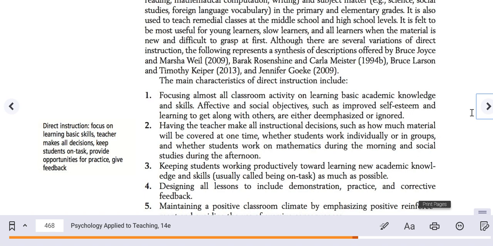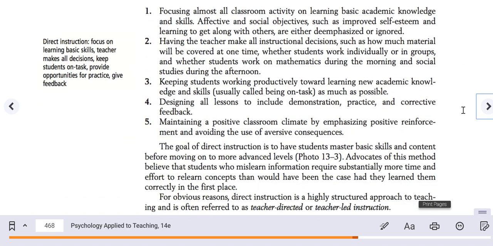Affective and social objectives, such as improved social self-esteem and learning to get along with others, are either de-emphasized or ignored. Having the teacher make all instructional decisions, such as how much material will be covered at one time, whether students work individually or in groups, and whether students work on mathematics during the morning and social studies during the afternoon. Keeping students working productively toward learning new academic knowledge and skills, usually called being on task, as much as possible.